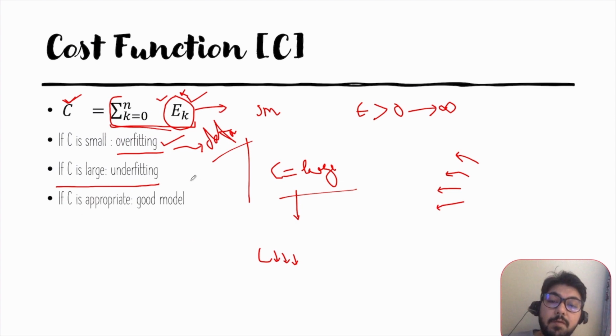So we have to calibrate C such that it gives us something in between, a good model which learns the pattern, not the data.